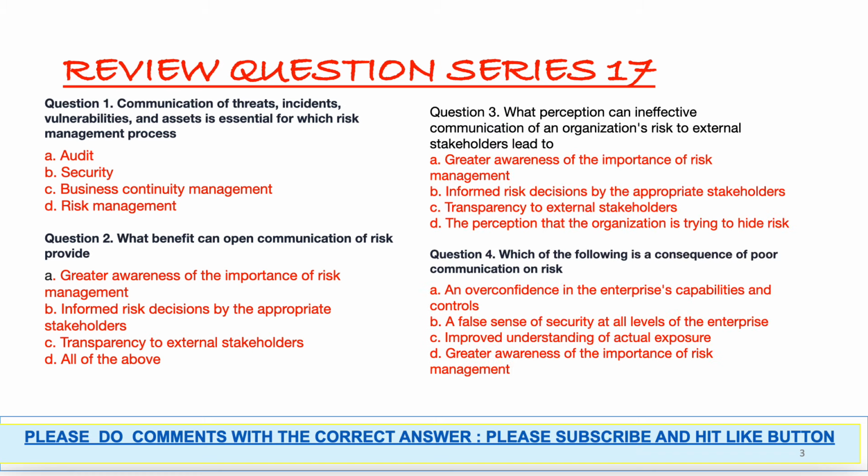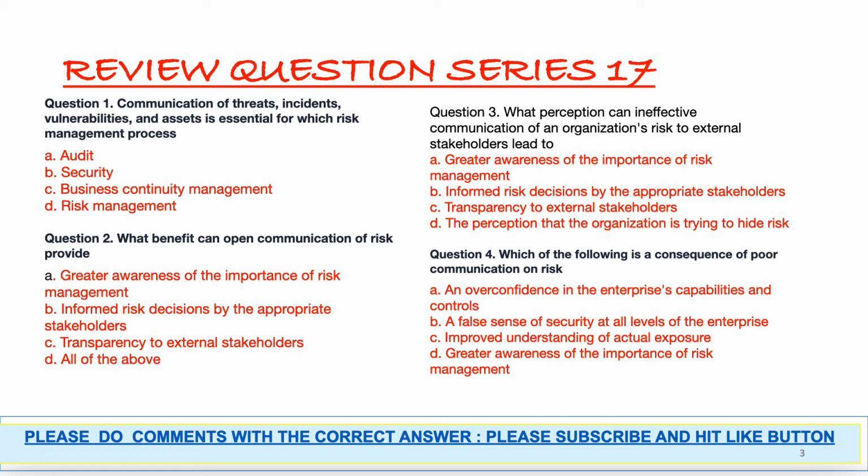Moving to the next question, what perception can ineffective communication of an organization's risk to external stakeholders lead to? First, greater awareness of the importance of risk management. Next option, informed risk decisions by the appropriate stakeholders. Option C, transparency to external stakeholders. And option D, the perception that the organization is trying to hide the risk.